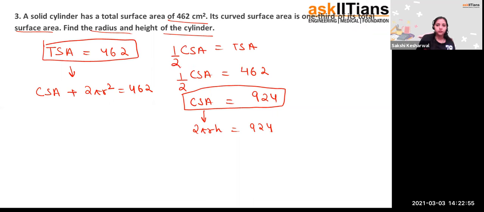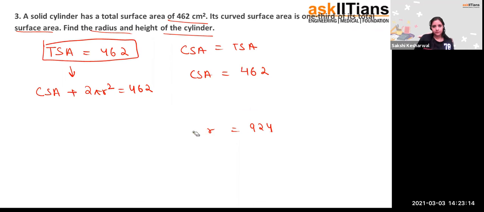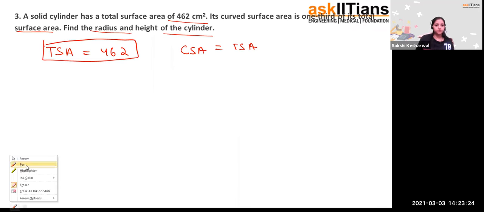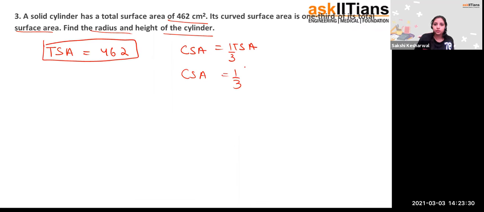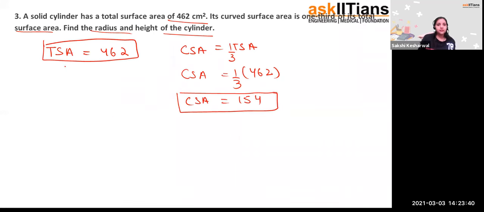Oh my goodness, it's 1/3. Yeah, it says that CSA is 1/3 of TSA. So CSA is how much, beta? 1/3 of 462, right? So this is equals to what? 154. CSA is how much, beta? CSA is equals to what? 154, right?